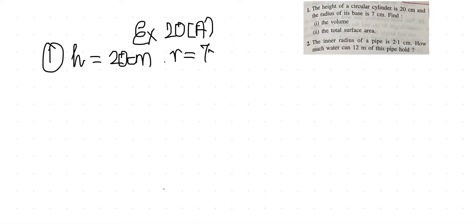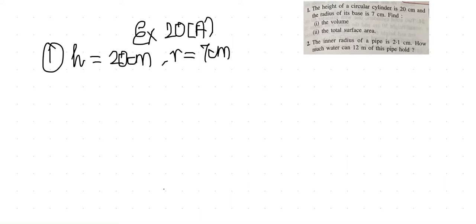Okay, so if you just look into the first question, children, the height of the cylinder is 20 and the radius of its base has been given as how much? 7 centimeter. So you need to find the volume and second the total surface area. Okay, so these are the two data that are given. So write down first, the height has been given as 20 centimeter and the radius has been given as 7 centimeter.